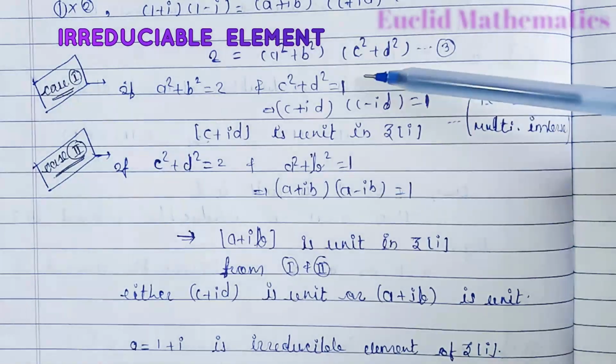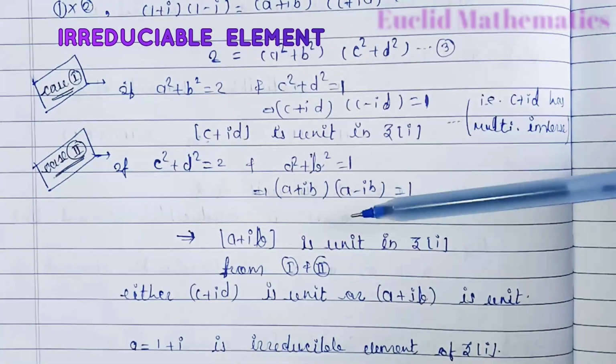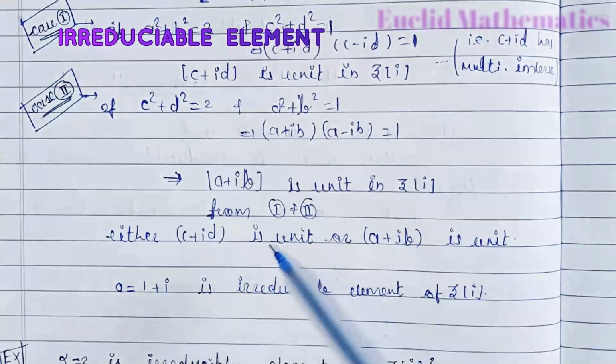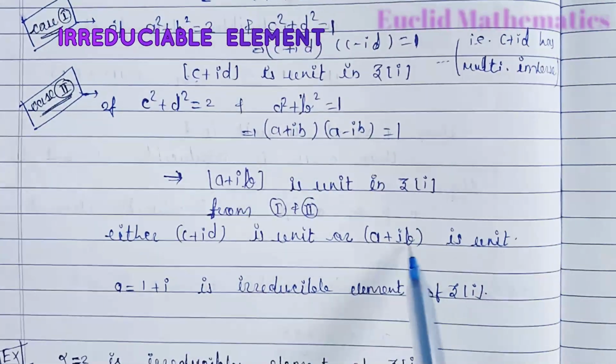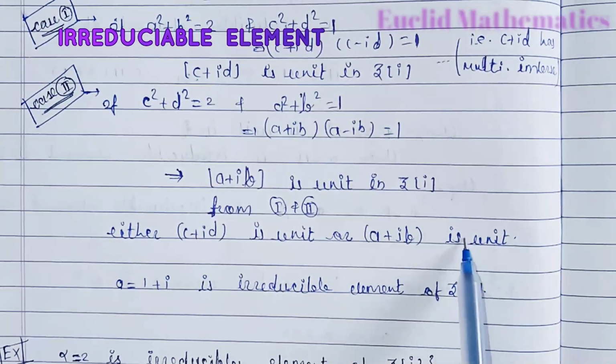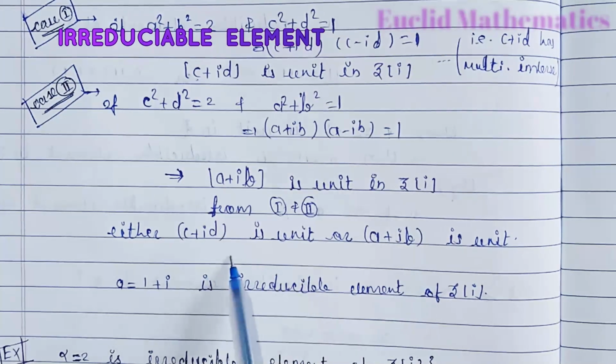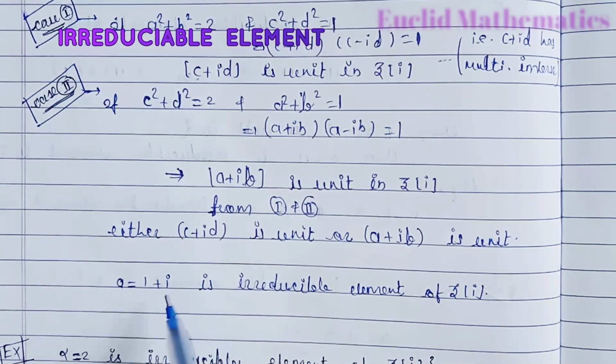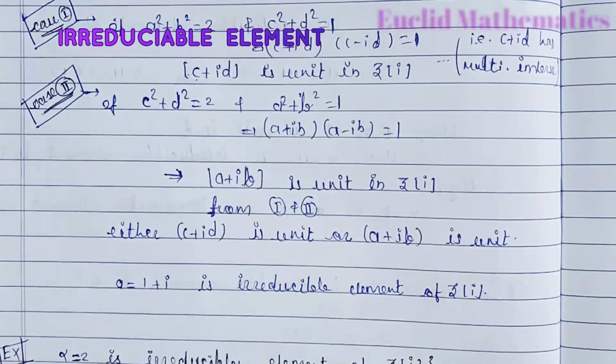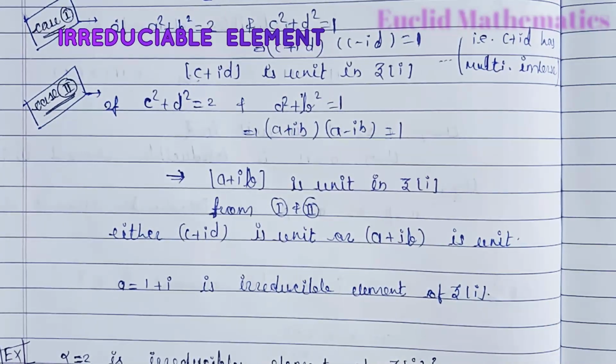Then by using case first and case second, we can say here either c plus id or a plus ib is a unit in our Z[i]. That means if one of them is a unit, then we say that alpha, which is equal to 1 plus i, is an irreducible element of Z[i]. Okay, so that one is quite easy. We just have to find out the factors of our given number.